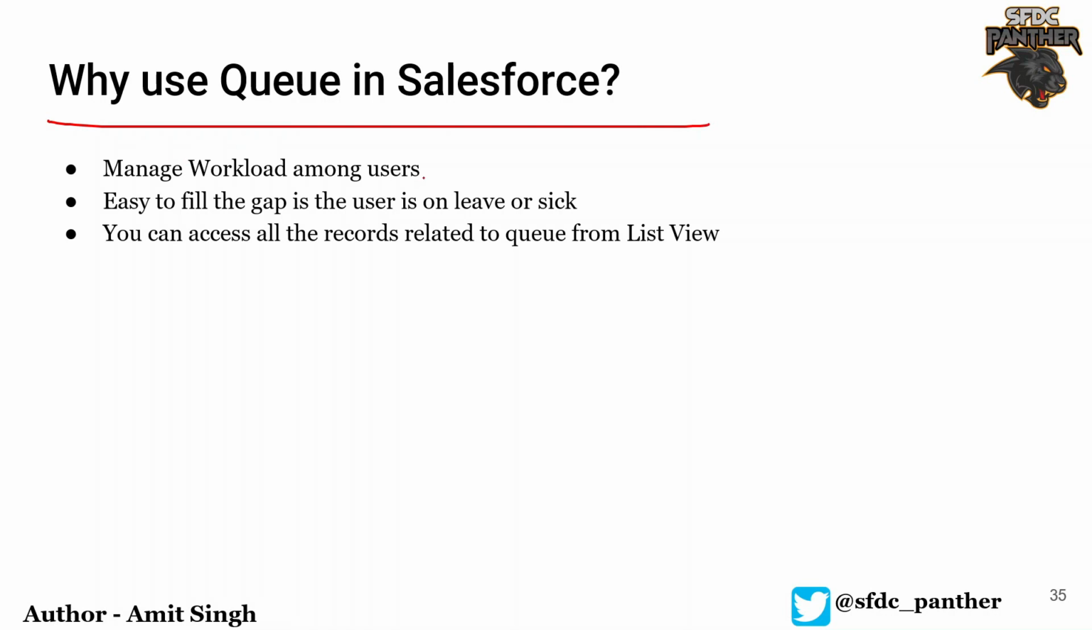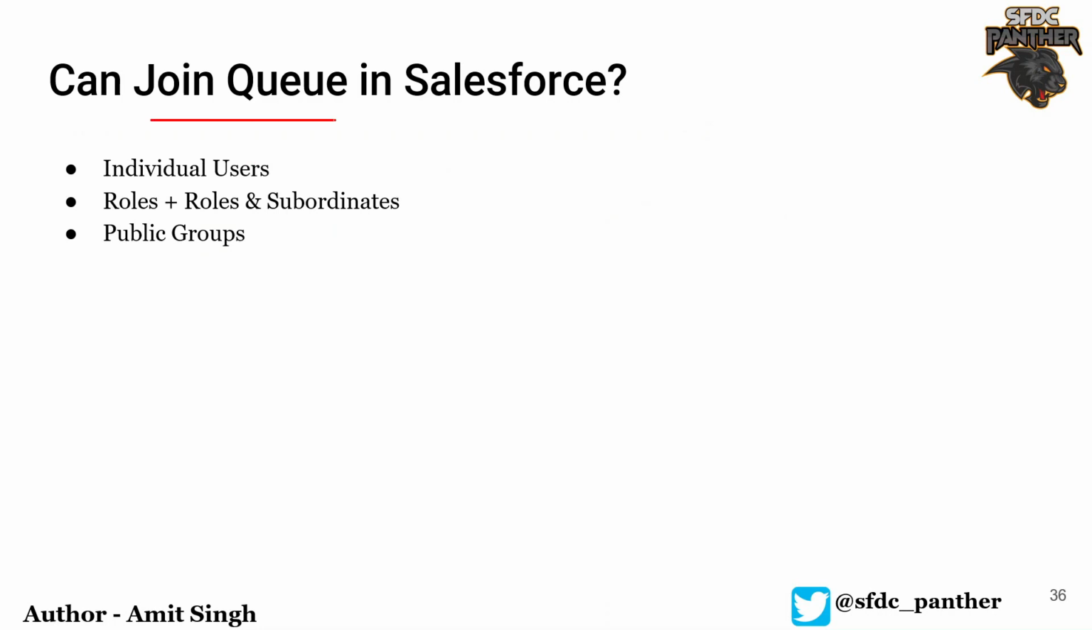As we have already discussed, to manage the workload among the various set of users who are available inside the Salesforce environment. It is easy to fill the gap whenever you, your colleague, or any other user is on leave or sick. They can assign their record to the particular queue, and then from that queue, another user can pick up that record and start working. To access the records assigned to that particular queue, we can use the list view.